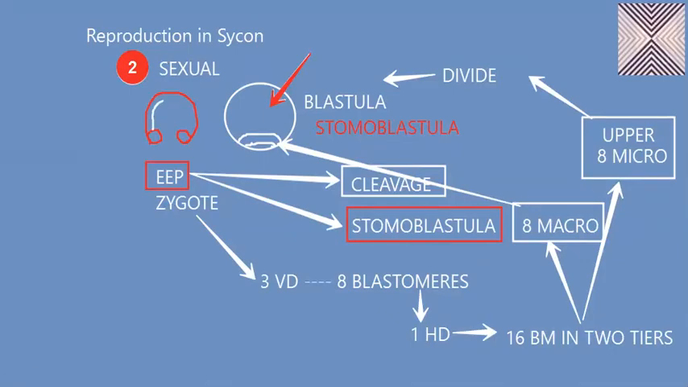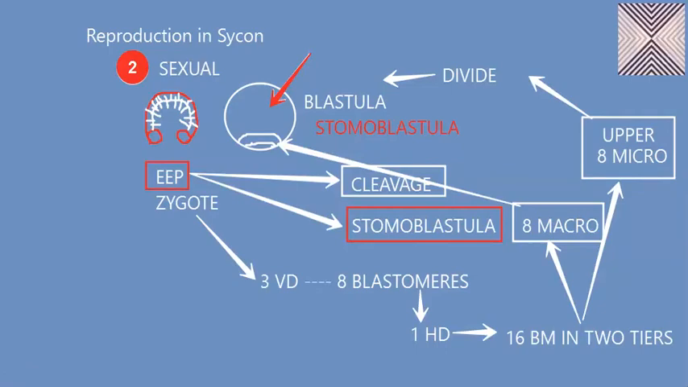many micromeres. So these are all the micromeres, and these micromeres have flagellae towards the inner side. So they are bearing flagellae, but they are towards the inner side of the stomoblastula. They are not seen towards the outside. So this is the case. That is the second stage, which is called the stomoblastula.